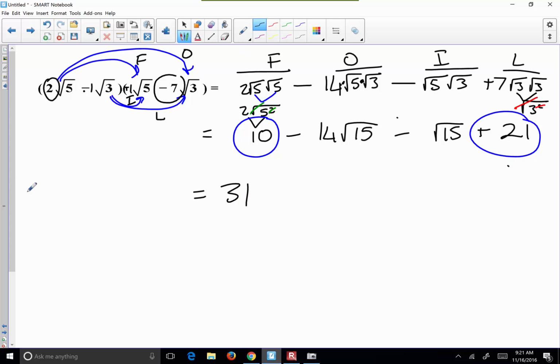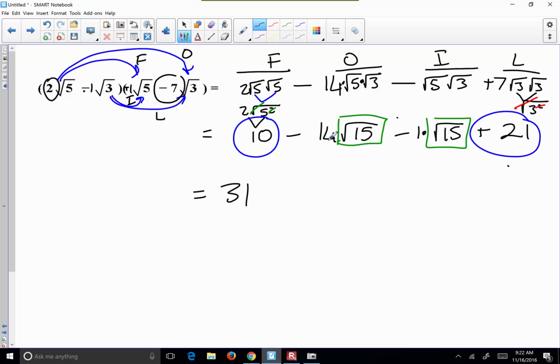What else is like? Any more like items? Radicals. Radicals are called like if they have the same index and the same radicand. So these have the same index with the same radicand, 15, 15. So they can be added or subtracted, whatever the sign is. If there is nothing in front, that means it's 1.